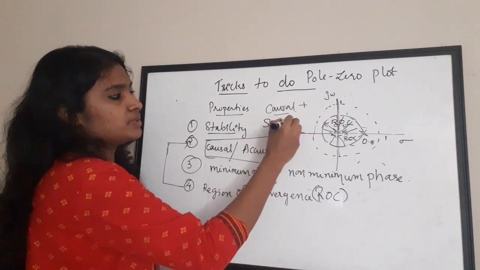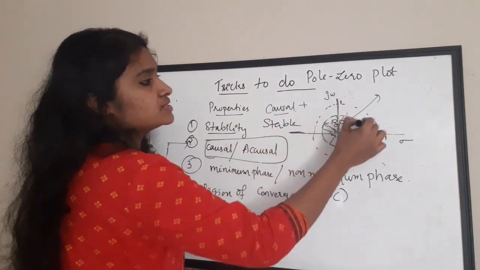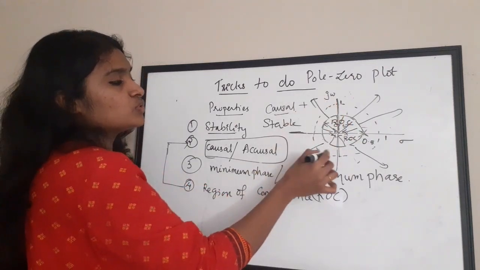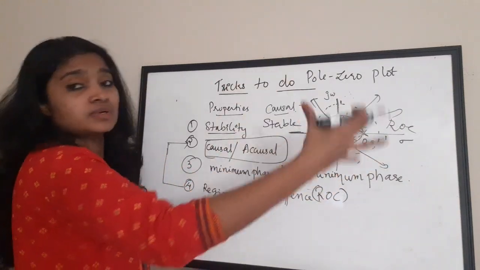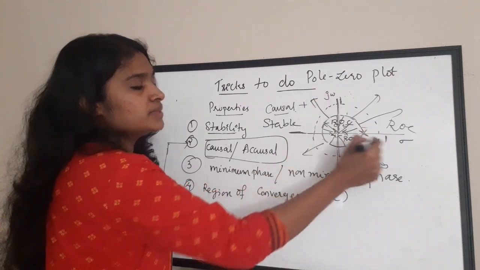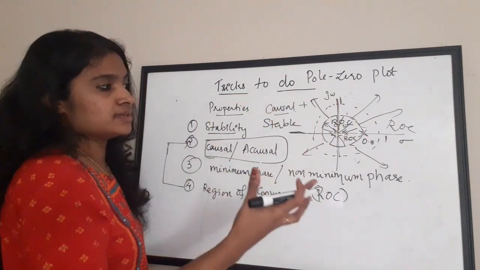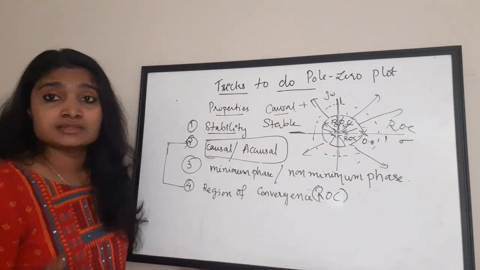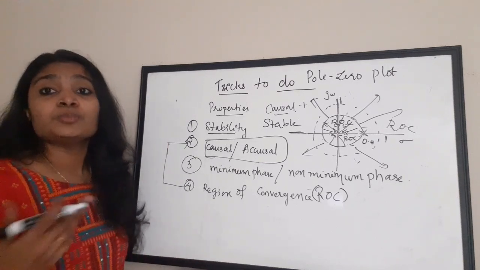Causal plus stable. If this region of convergence also includes the unit circle, the previous figure we have drawn has a ROC which extends outwards of the circle, and it also includes the unit circle, meaning the circle with radius 1. If such a condition exists, then it is called a causal plus stable system. That means the system is causal and also stable. So that is another important property.